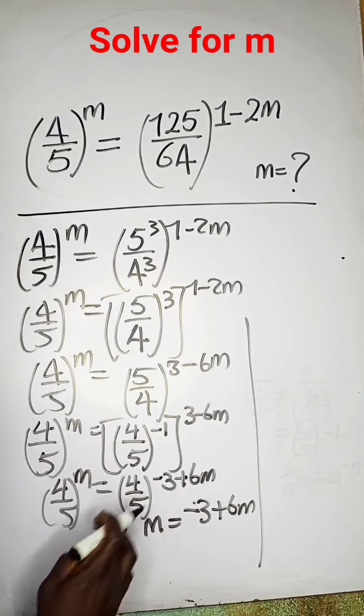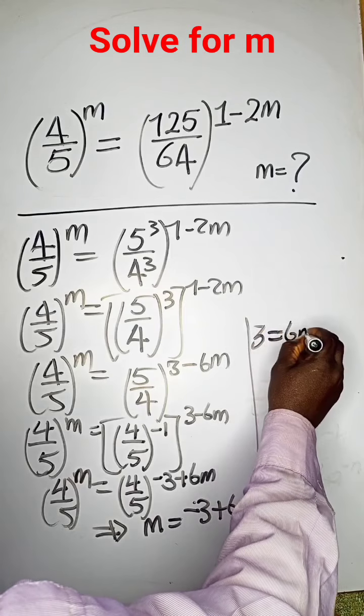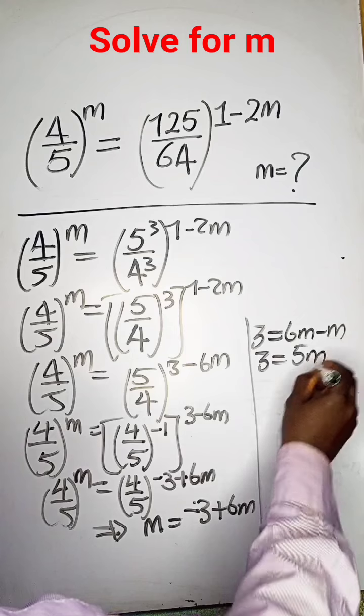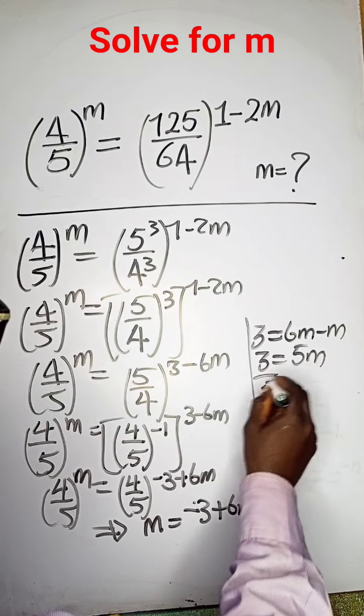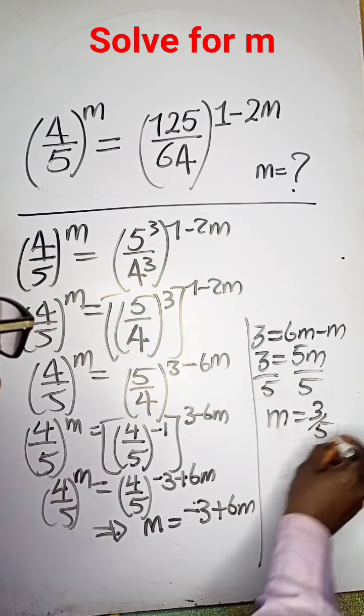We take this negative 3 this way and take that m that way. It will now become positive 3 is equal to 6m minus m. So we have positive 3 is equal to 5m. All right, to get m, we simply divide both sides by 5. So the value of m is 3 all over 5.